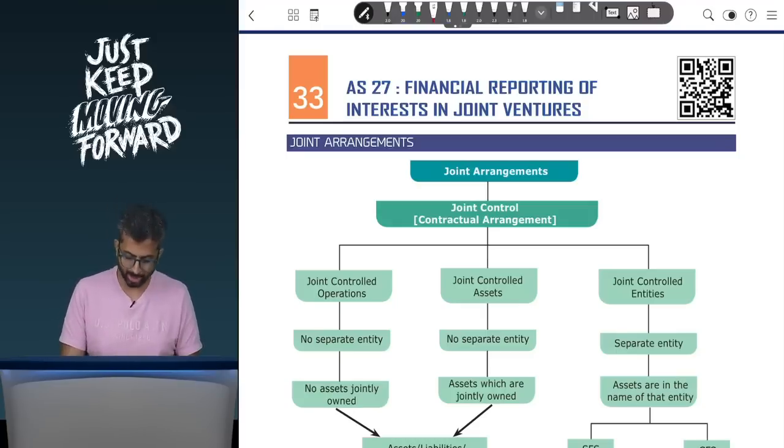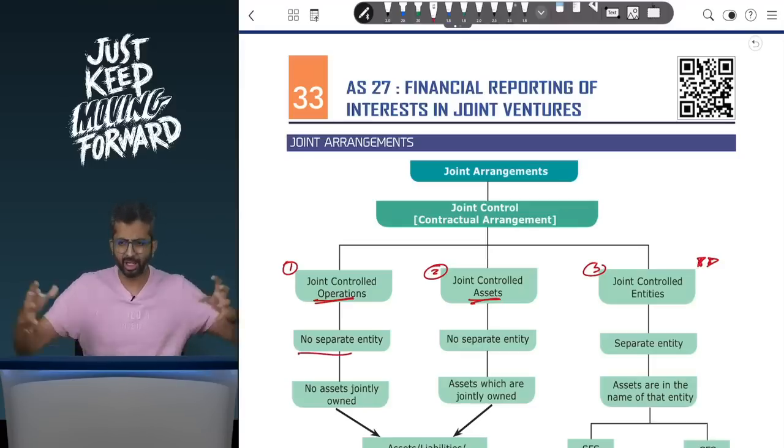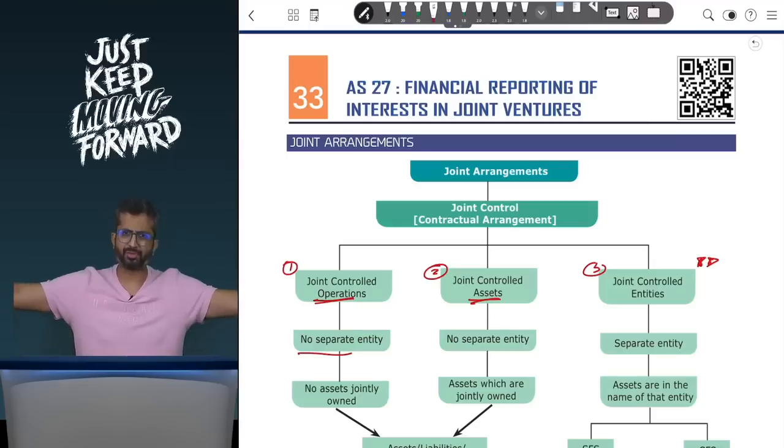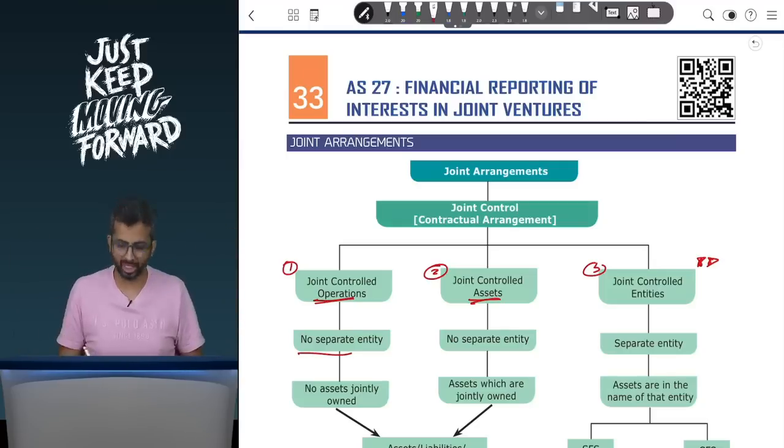So there are three possible structures over here: jointly controlled operations, jointly controlled assets, and jointly controlled entities. What is most important, I think, is the jointly controlled entities part. For jointly controlled operations, there is no separate entity in the middle. There are operations, different people have different assets, and they're just jointly controlling the operations. There are no jointly owned assets.